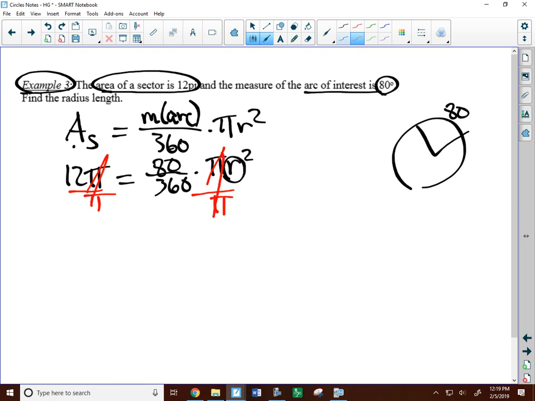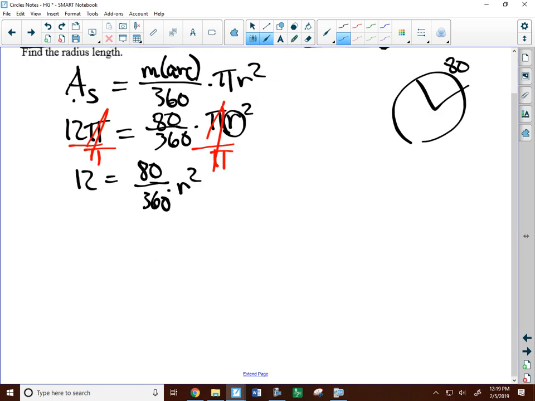If there was a plus or minus somewhere in there, I wouldn't be able to just divide right away. But I can cancel out pi there. So I'll be left with 12, and then 80 over 360 times r squared. What would you want to do next? Clear the denominator. Now, I'll do that. I do want to show you there's another way you could do this as well, though. We're solving for r. So clearing the denominator, multiplying by 360.